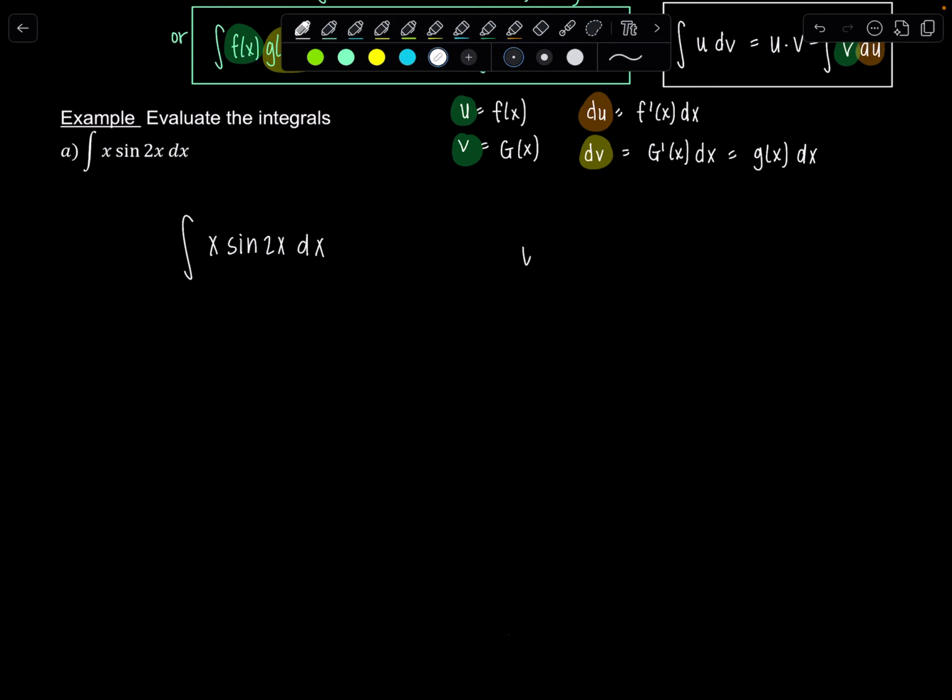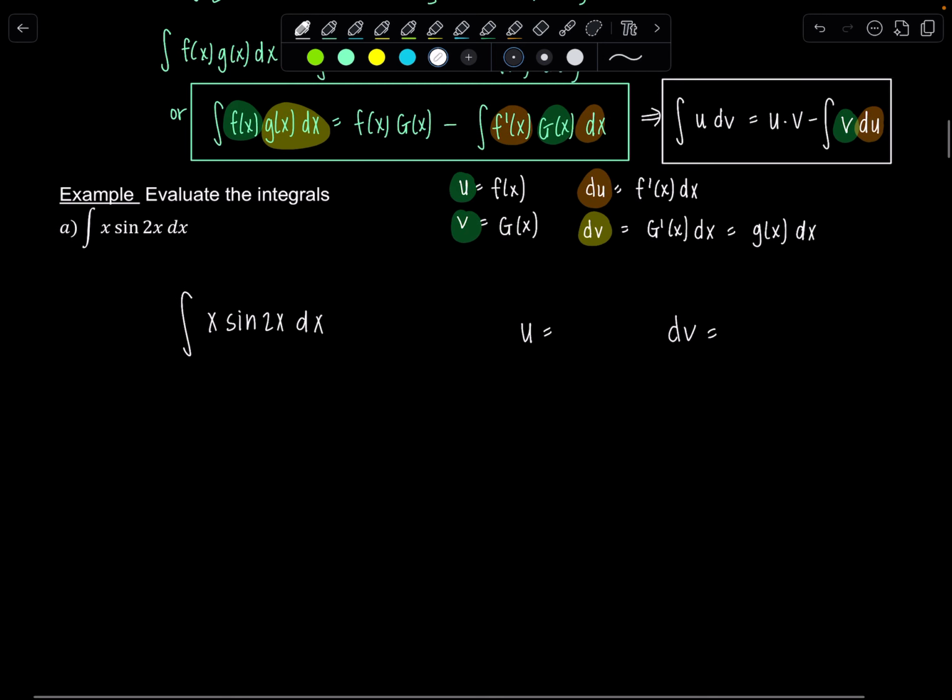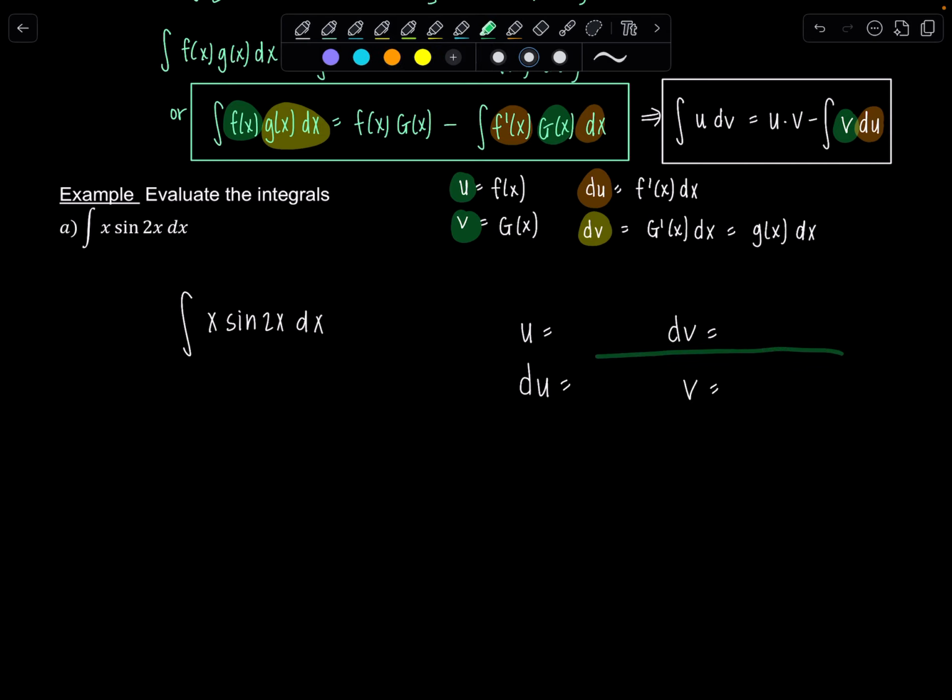Now, we have to pick u and dv, right? Look back at our by parts formula. We have to pick u and dv, but you have to pick them appropriately because we need the integral of v du to be easy to evaluate. So set it up like this. You choose u and dv, and then we have to find du and we have to find v. I want this product to be something that I can easily integrate.